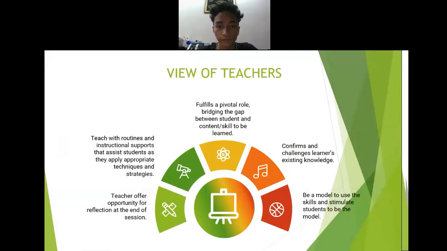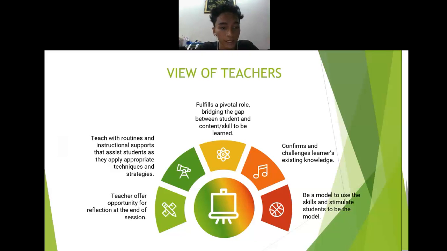Next one is the view of teachers. Teachers offer the opportunity for reflection at the end of the session. Teachers have to give the students space at the end of the session so that the students can tell what they learned in the session.